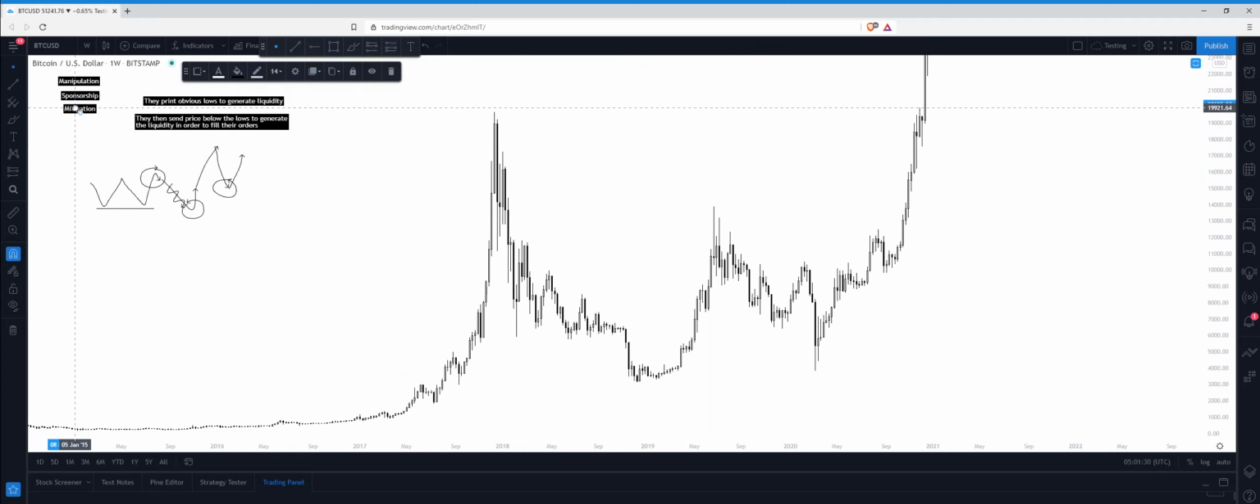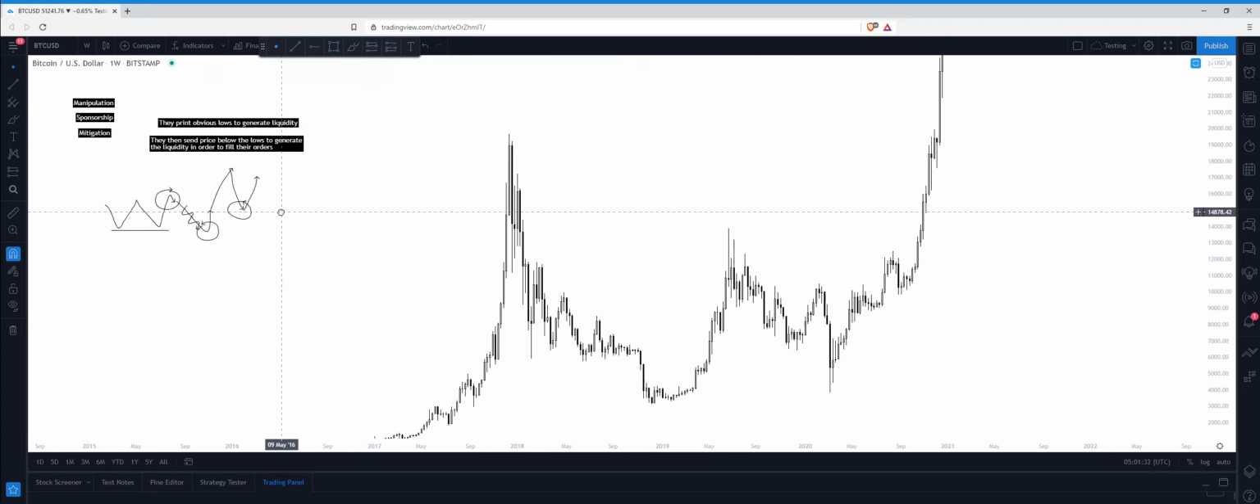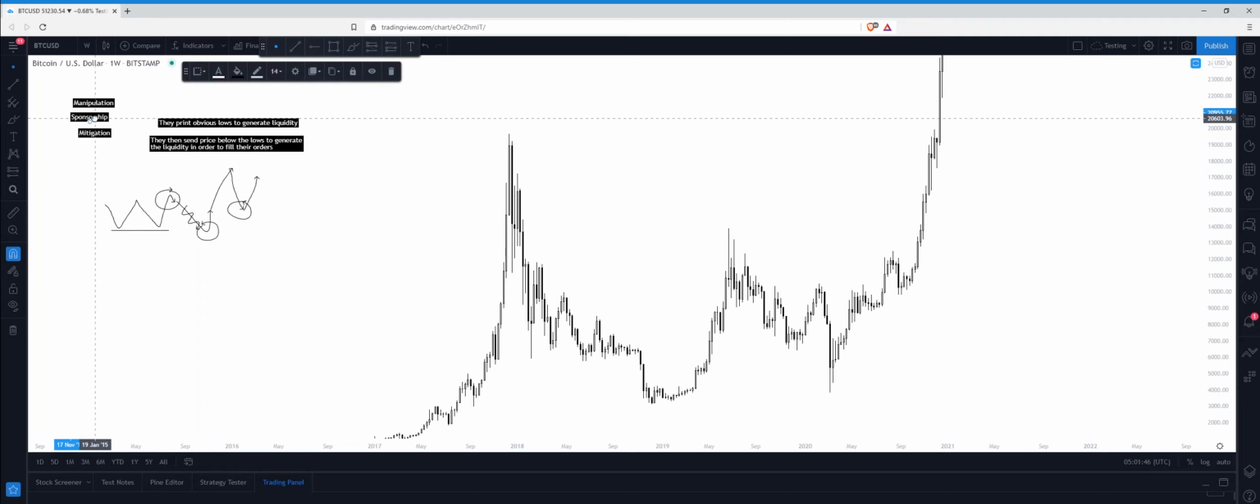So let's just go over this again. This is the framework for the entire strategy, okay? So we have manipulation, printing the two lows. Then we have the continuation of the manipulation here. They fill their orders, and then once their orders are filled, they sponsor the move, okay? And that's what we're seeing right here. Now, once the move is sponsored, they need to mitigate the orders that they use to push price below the lows, which is what you see right here.